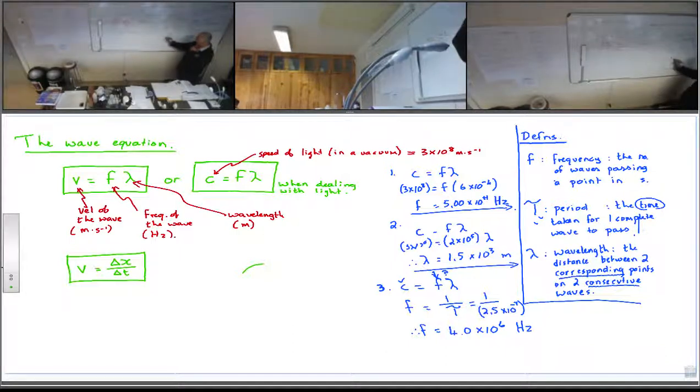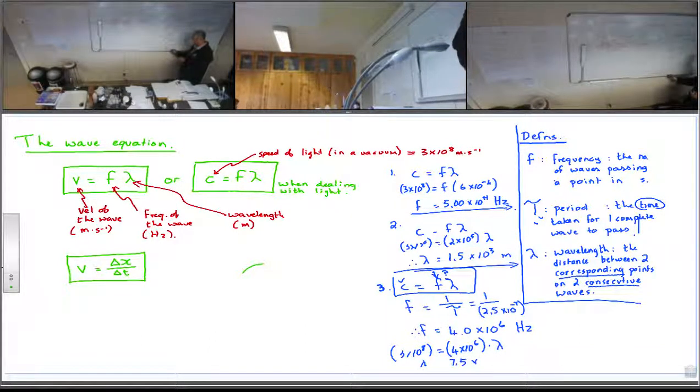Now, I'm wanting to find wavelength. So substitute into this formula here. What is C? 3 times 10 to the power of 8 equals 4 times 10 to the power of 6 times wavelength. Wavelength is therefore equal to 7,5 times 10 to the power of 2. What? Okay, or 750 meters.